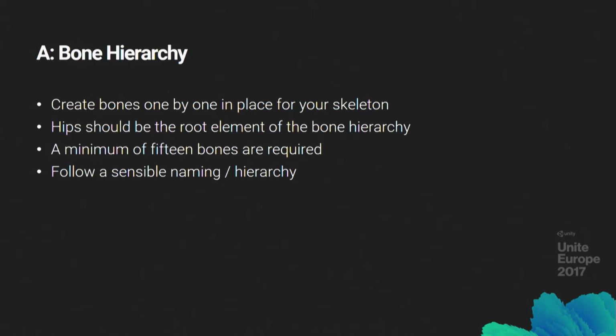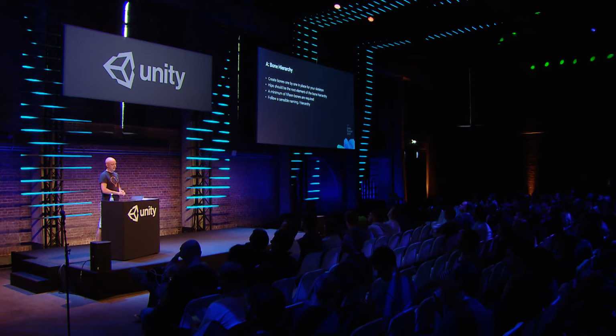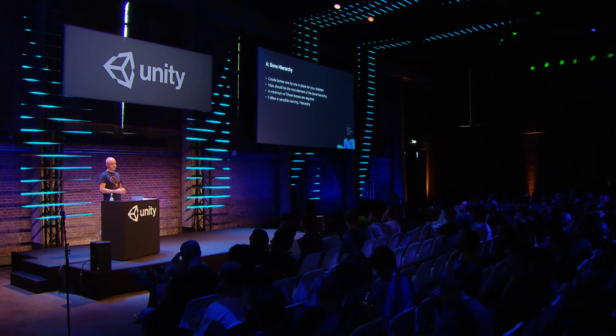For a bone hierarchy, if you are going to do it yourself, then create bones one by one in place for your skeleton. Obviously, you probably only need to do one half, and you can mirror things. So it's very important to understand the implications of mirroring and negative scaling and resetting transforms for that kind of stuff. Hips should be the root element of your bone hierarchy in order for Mecanim, our animation system in Unity, to understand how to do root motion, all those kind of things like that.